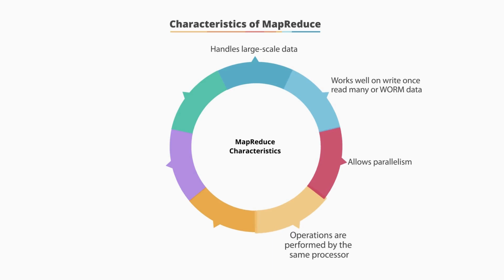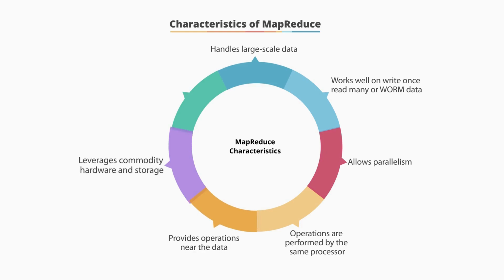The map and reduce operations are performed by the same processor. Those operations are provisioned near the data as data locality is preferred. In other words, we will move the application to the data and not the other way around. Commodity hardware and storage is leveraged in MapReduce to keep things cost-effective. And the runtime takes care of splitting and moving data for operations.